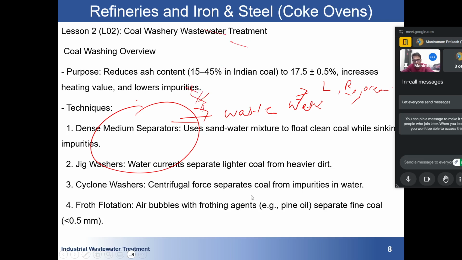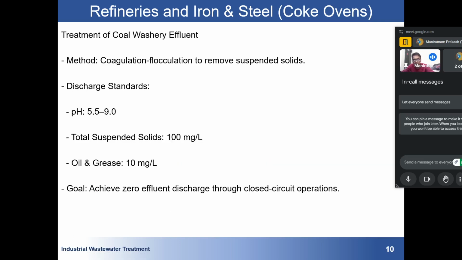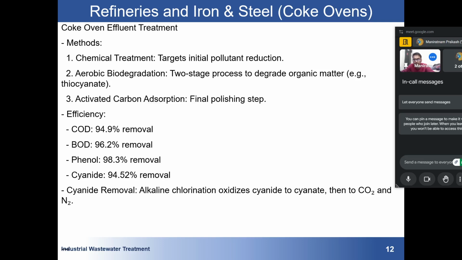Here also centrifuges are used to separate coal from impurities in water. These are some of the methods. If you have gone through the lecture, you might have seen the processes in coal processing, and in all of them a certain amount of water is used. For example, desliming, removing particles with water spray, coal washing, flotation, and dewatering. In all these, water is used and converted into wastewater.